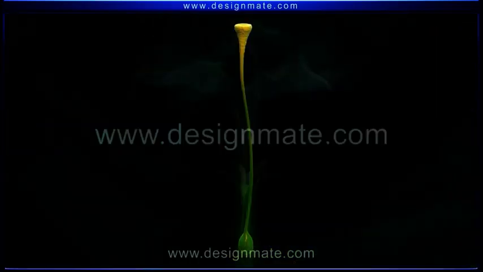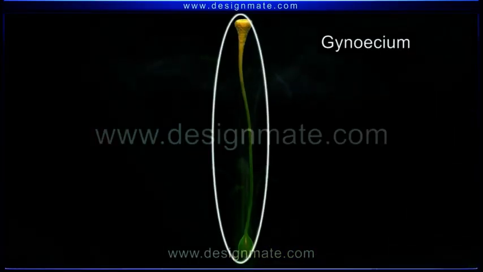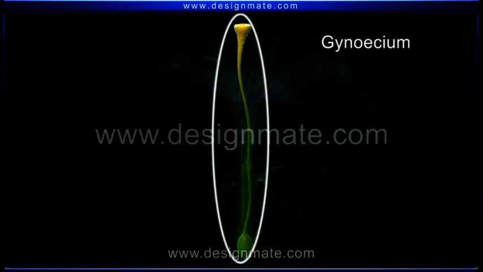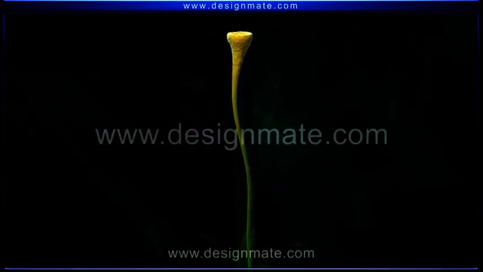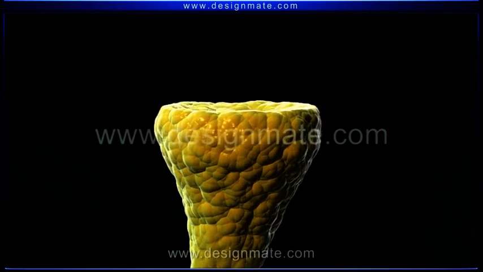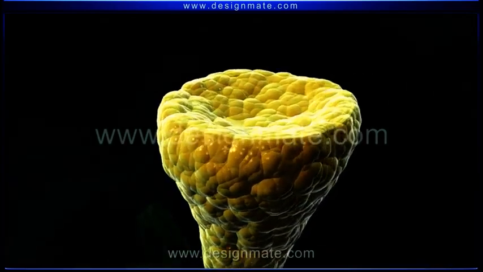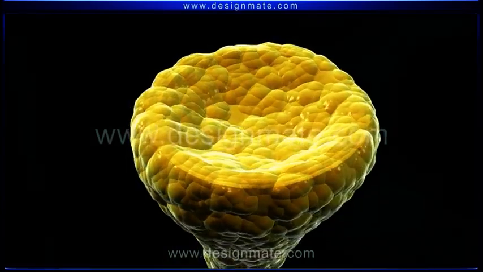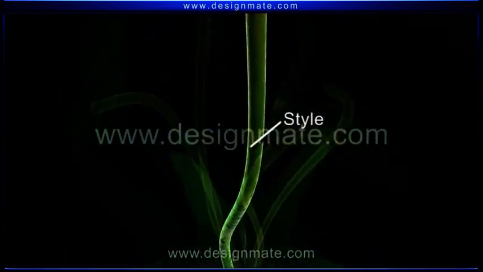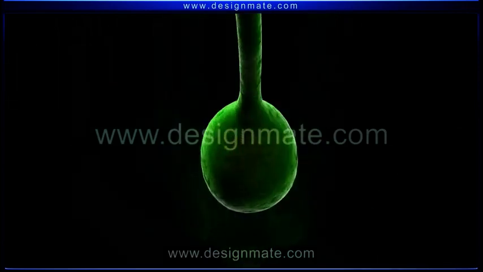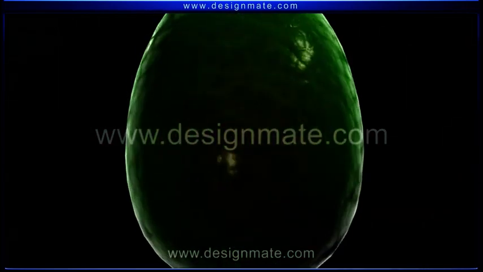If we closely observe the gynoecium, which is the female reproductive part of a flower, it has a terminal knob-like portion known as the stigma. The stigma continues as a thin stalk-like structure called the style, which ends into a swollen pear-shaped body known as an ovary.